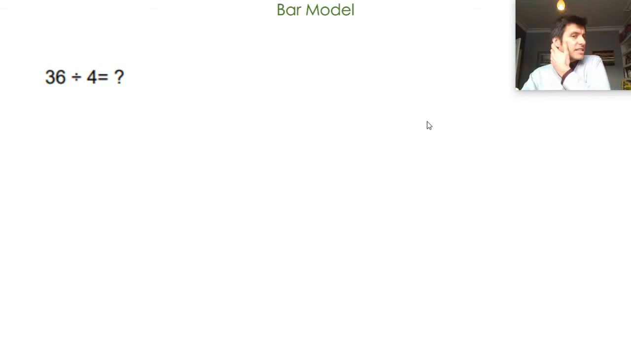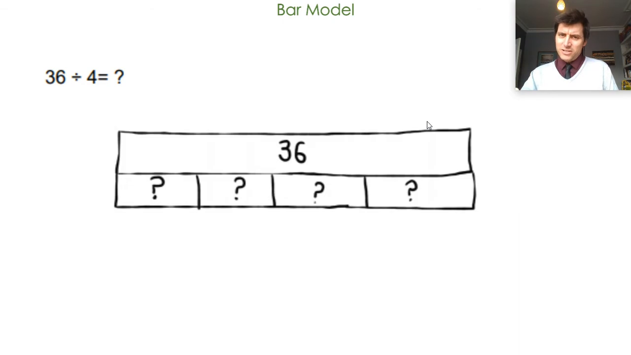Here, though, 36 divided by 4. If I'm not sure quite what I'm being asked to do, I can draw it. And I could draw it like this. I prefer it if you use a ruler and pencil. But if I was to do it freehand, it might look like this, where I've got my bar, my whole is 36. And I know I'm splitting it into 4 equal sections.